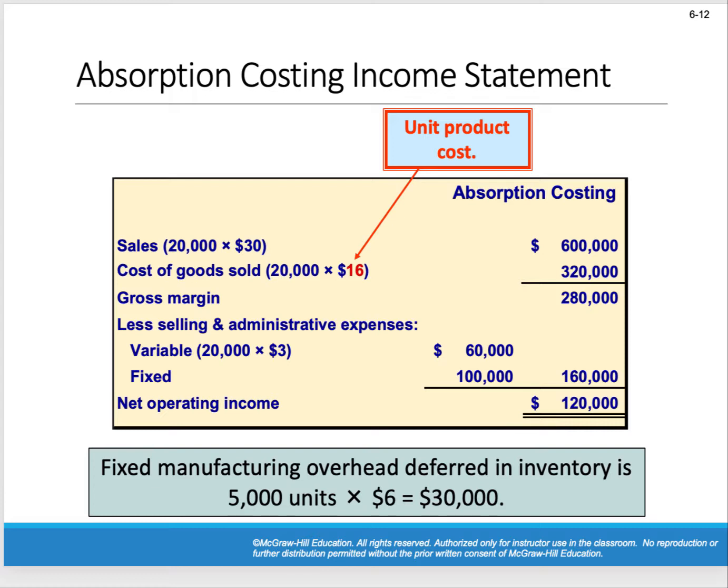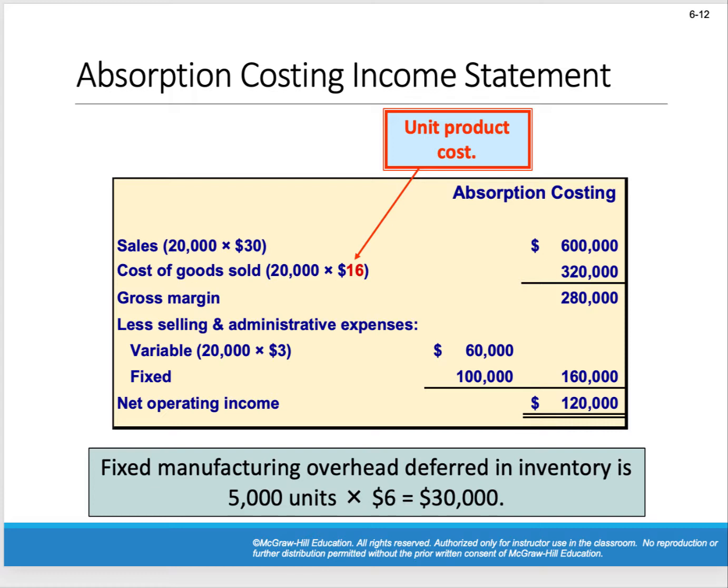Okay? Think back to the prior video. We said the unit product cost under the absorption method is $16. It's $6 higher than it is under the variable costing method. Why? Because of how we handle the fixed manufacturing overhead. Under the absorption costing method, all product cost, DM, DL, variable MOH, and fixed MOH all become part of the product cost.